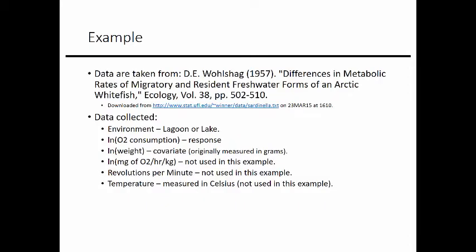So here's an example we're going to use for implementation. This is data taken from a wildlife study done by D.E. Walshag in 1957, looking at an Arctic whitefish that can live in freshwater or in lagoon water, which typically tends to be salt water. The idea was to look at whether the metabolic rate is different between fish in a lagoon environment or fish in a lake environment.